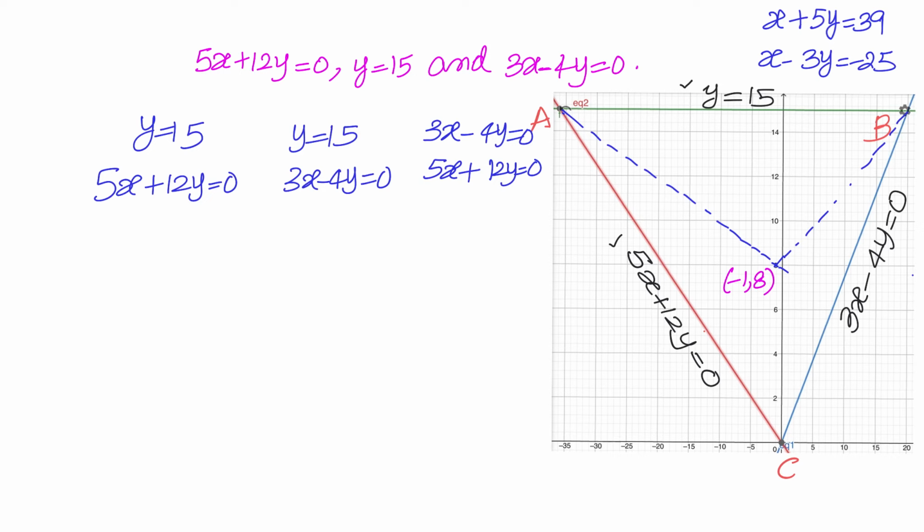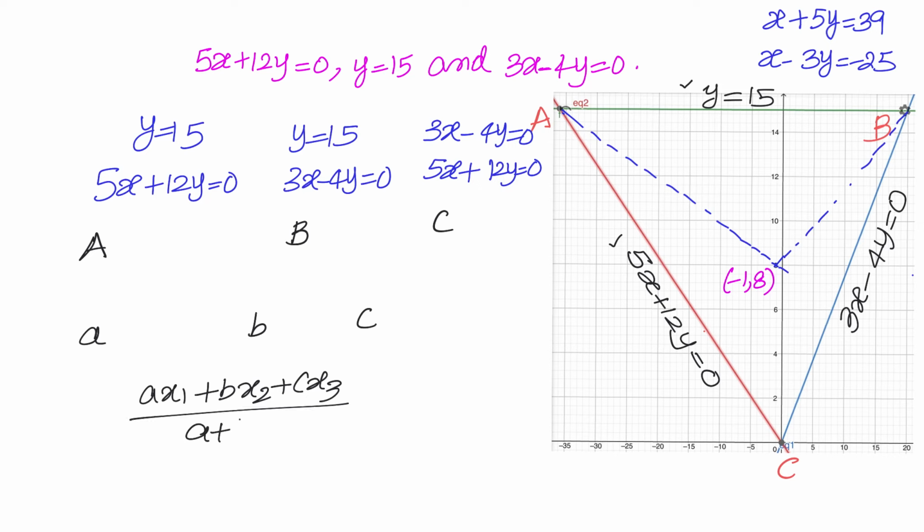So first we'll find out the coordinates of A, then find out the coordinates of B, coordinates of C. Then we'll find out what is this small a, small b, small c. Then we'll apply in the formula ax1 plus bx2 plus cx3 by a plus b plus c, comma ay1 plus by2 plus cy3 divided by a plus b plus c.